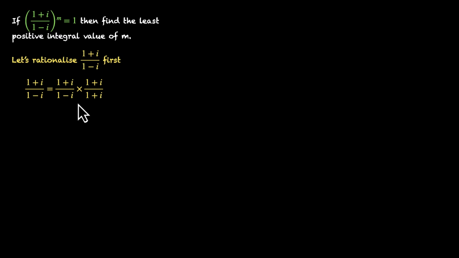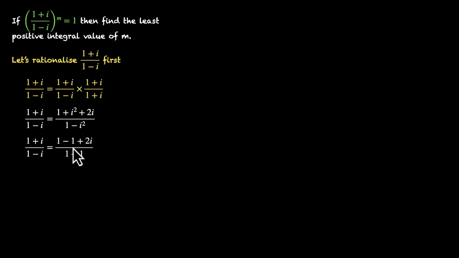Now let's multiply these two in the denominator and these two in the numerator. We have (1 plus i) squared in the numerator. That's 1 plus i squared plus 2 times 1 times i, that's 2i. And in the denominator, we have (a plus b) times (a minus b), so that's a square minus b square. That's 1 minus i square. Now i square is minus 1, so let's replace it.